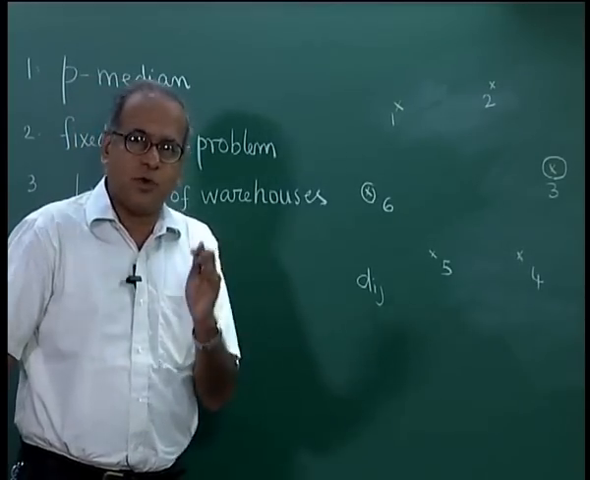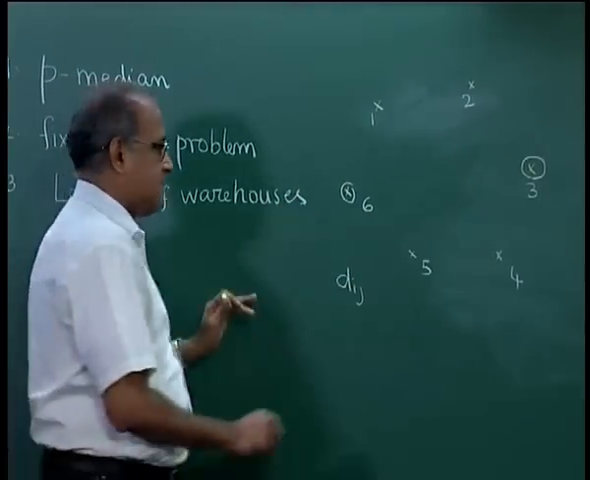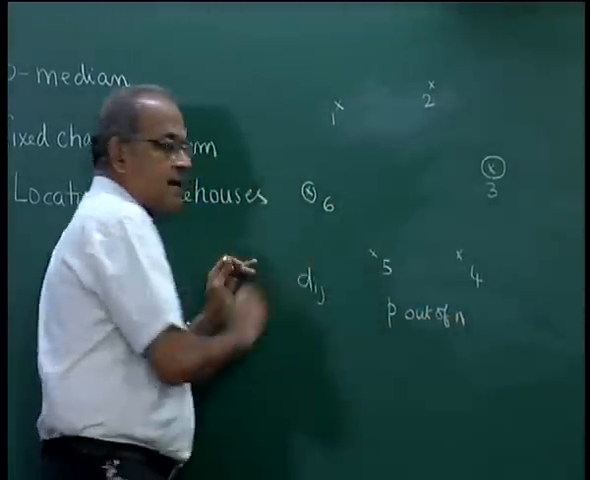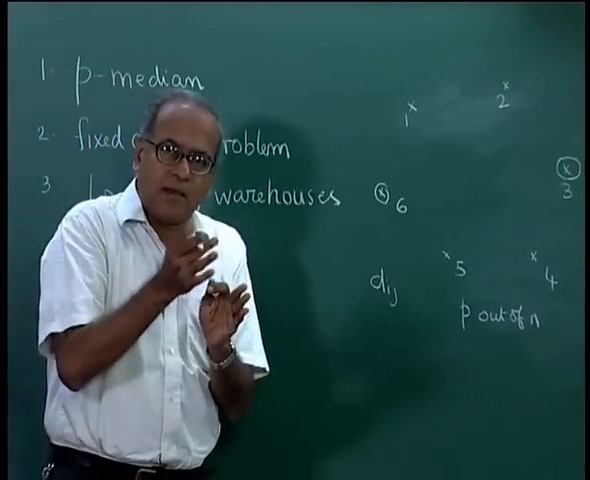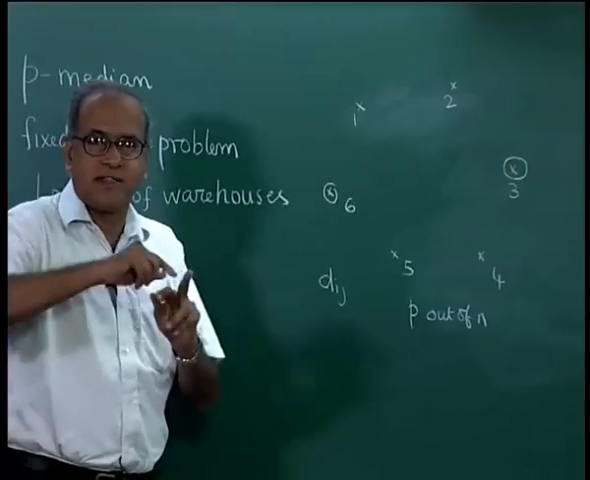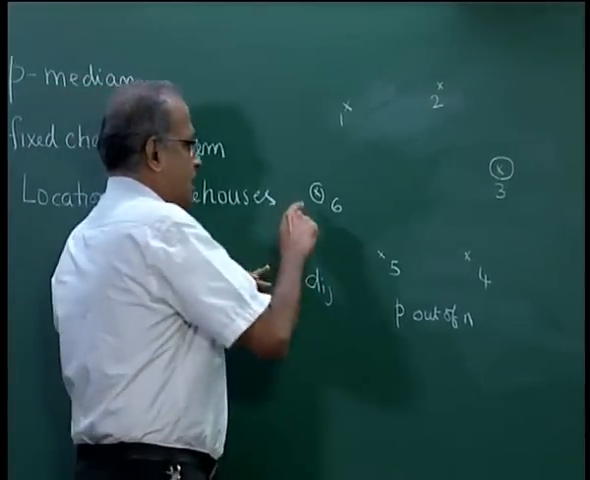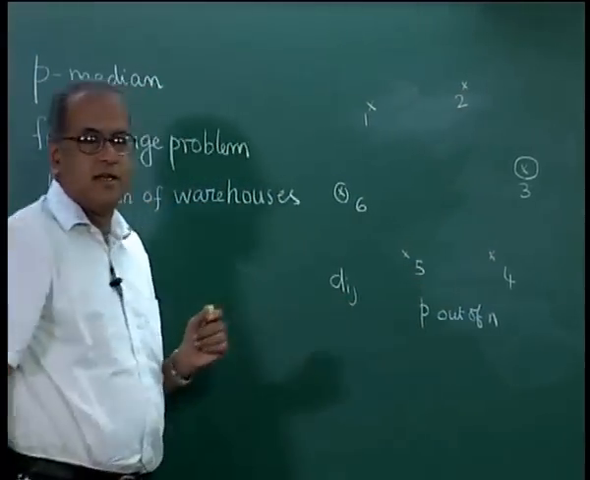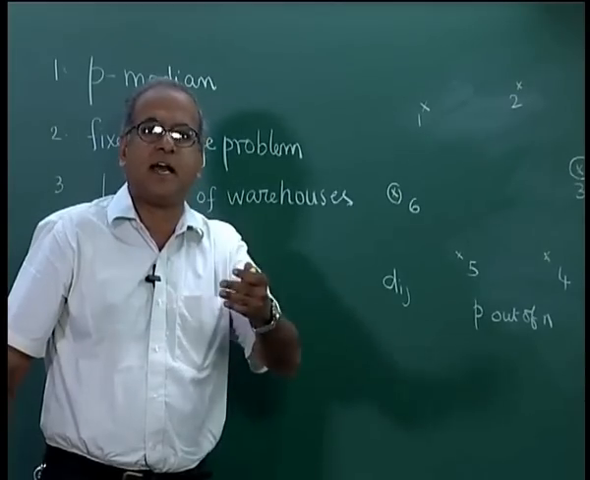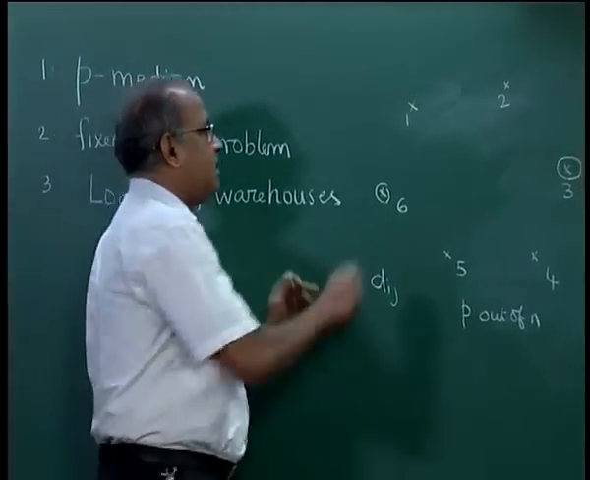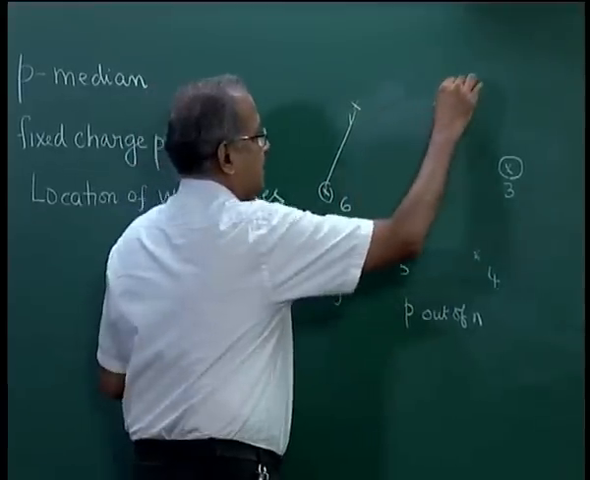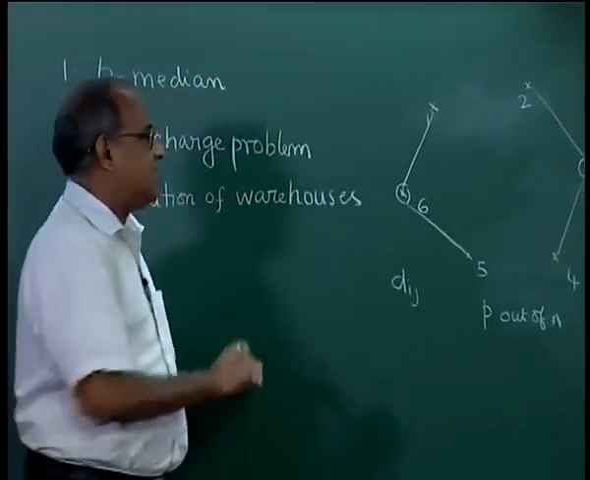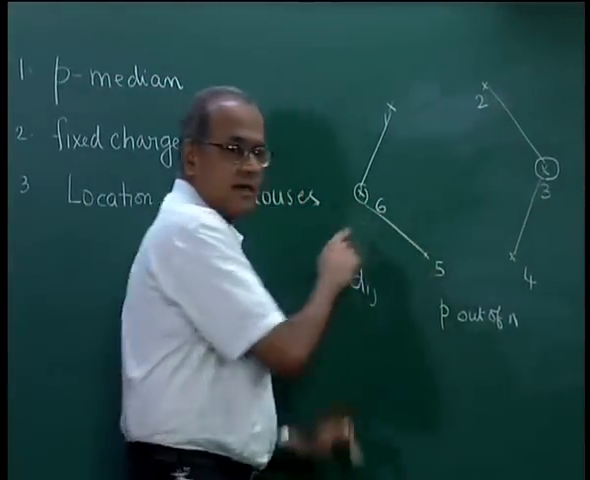The P median is to choose P out of these n points which act as medians, and each of the remaining n minus P points is attached to a median. For example, if we choose these 2 as medians, then these 4 are the non-median points, and each of the non-median points gets attached to a median point. For example, this might get attached to this, this to this, such that the sum of these distances is minimized.